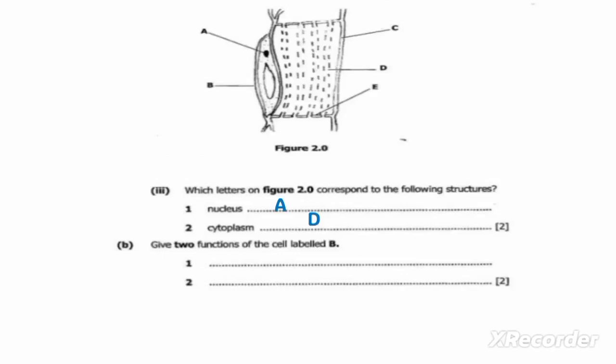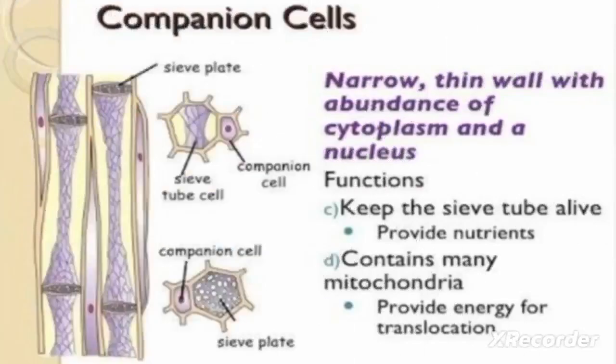The next question, which is question 2b, give two functions of the cell labeled B. Give two functions of the cell labeled B. So the cell labeled B, this one is a companion cell.